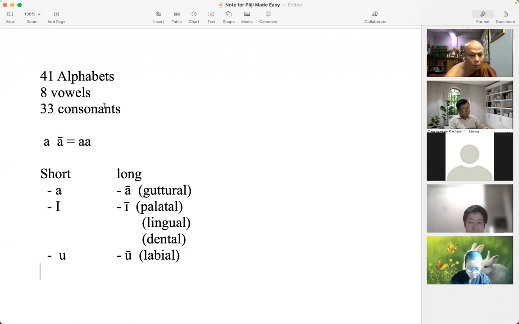And then now, so A, I, I, U, U. So altogether 6. But the last 2 are only long. So E is a combination of A and I. So A belongs to the guttural and I belongs to the palatal. If we pronounce A and I quickly, as much as we can, at that time it looks like E, in this way. And also their place of articulation is both guttural and palatal.